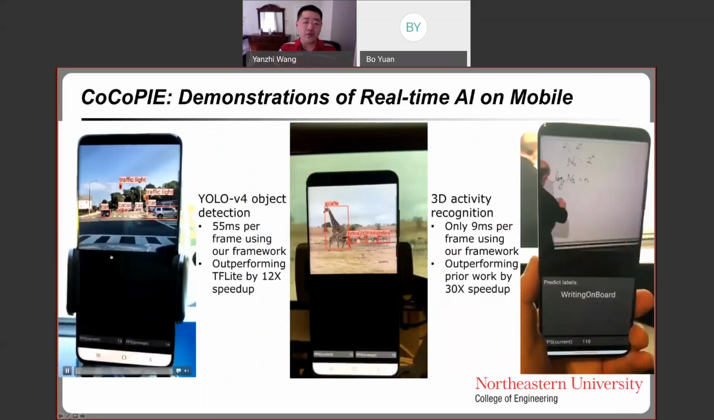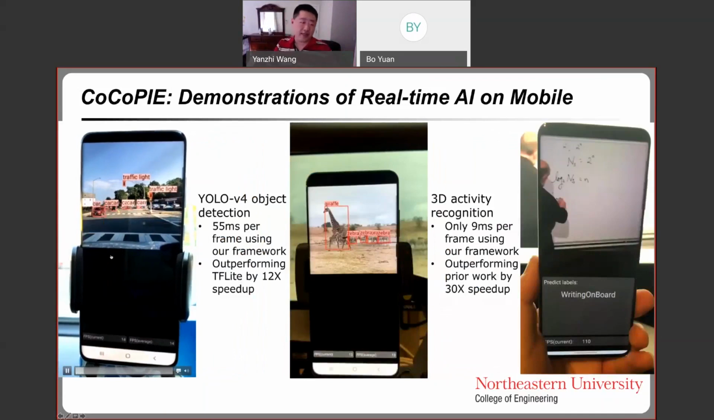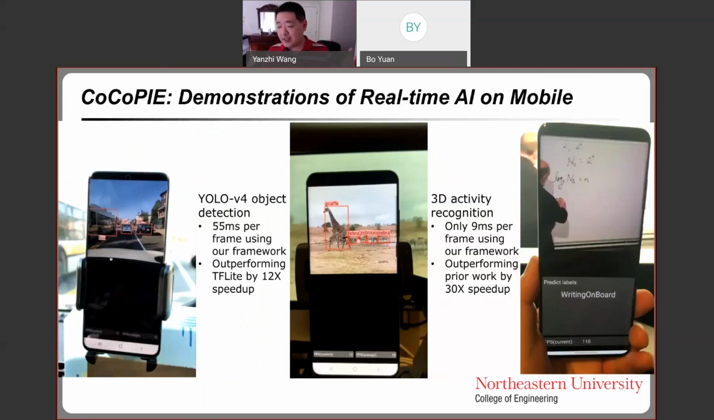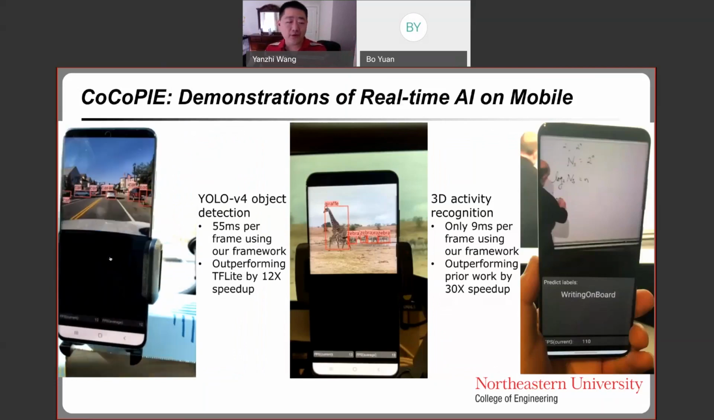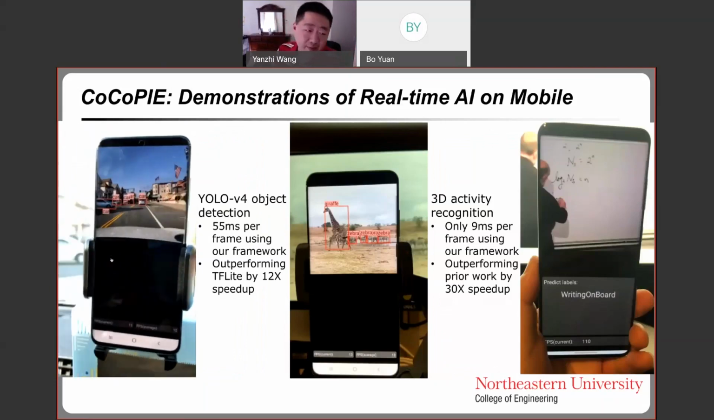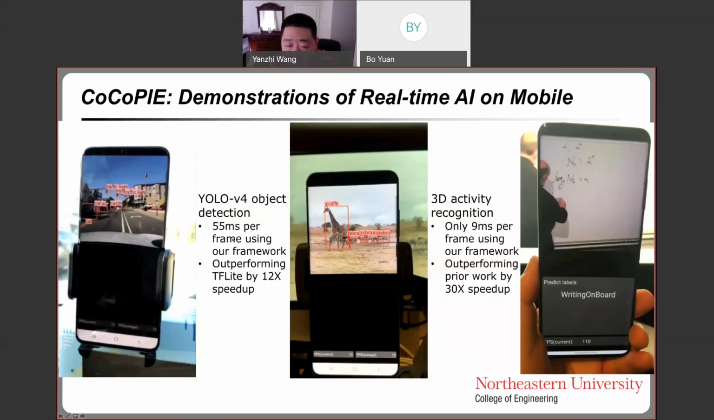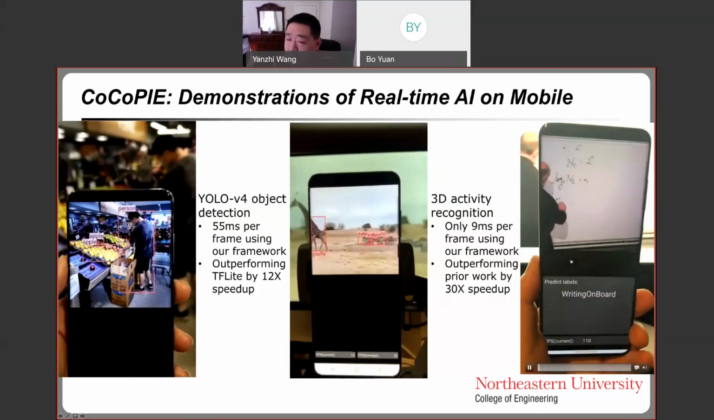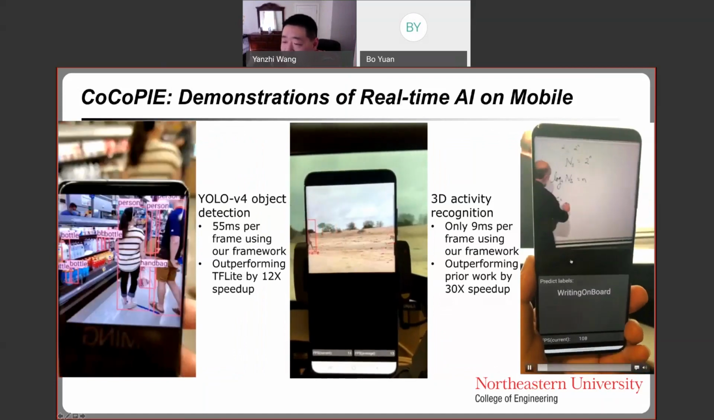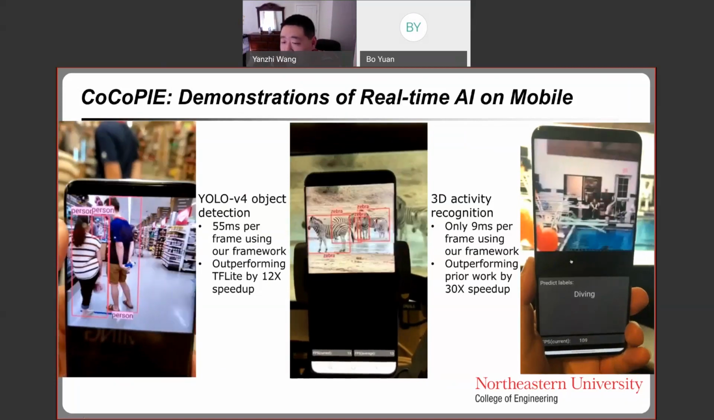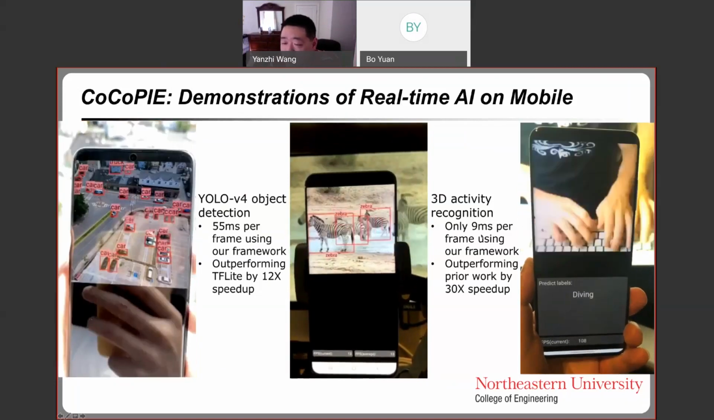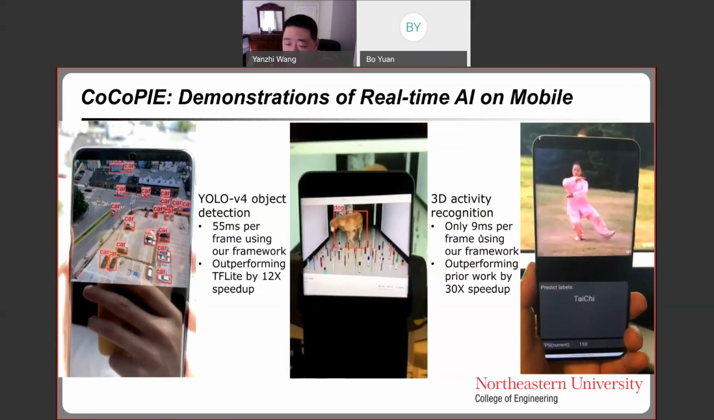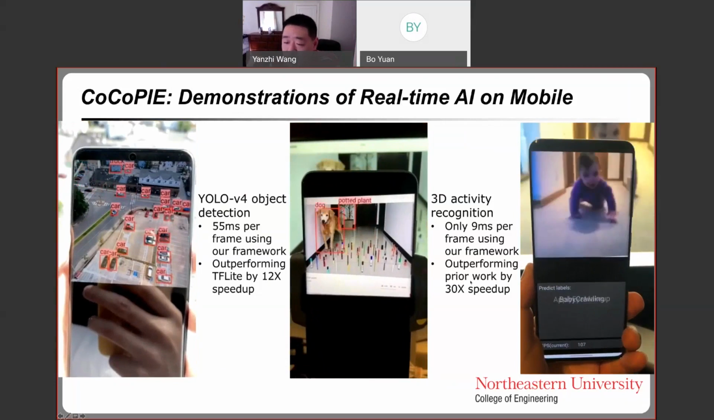For YOLOv4 object detection for autonomous driving, this is typically what they can do, but we can see it on a mobile phone. Of course, no one will use a mobile phone for autonomous driving, but we just see that there is high potential here. Similar to this kind of object detection, 3D activity detection is something that we have heavily optimized. What we can achieve is 6.8 milliseconds per frame using our framework, which outperforms the prior work by 40 times speedup.